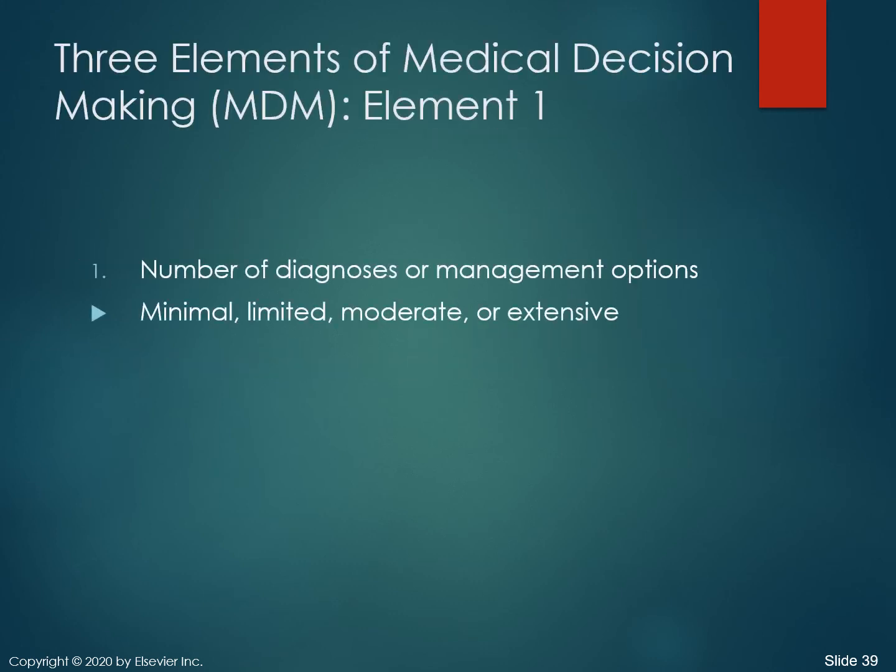So the 3 elements of medical decision making. This is one of the 3 key components to evaluation management. The first we said was the history of the present illness. The next one was the exam or the review of systems. And now the third one is the medical decision making. It's like the doctor is going to decide now what is going to be your treatment. So he has to take into consideration the number of diagnoses and management options: minimal, limited, moderate, or extensive.